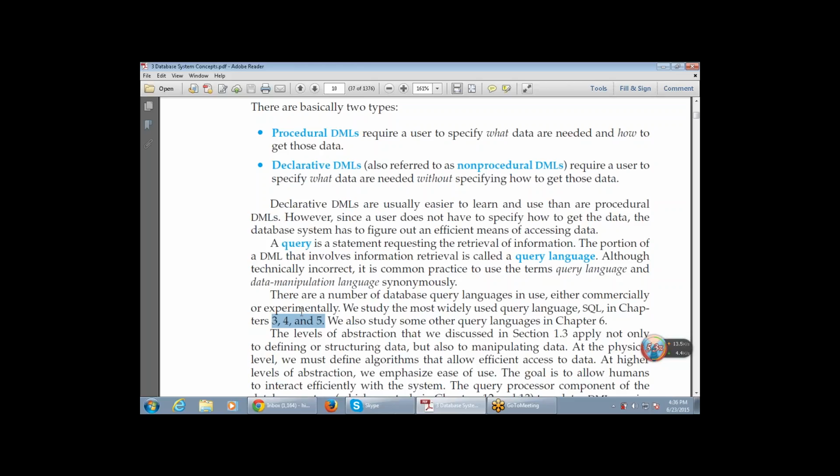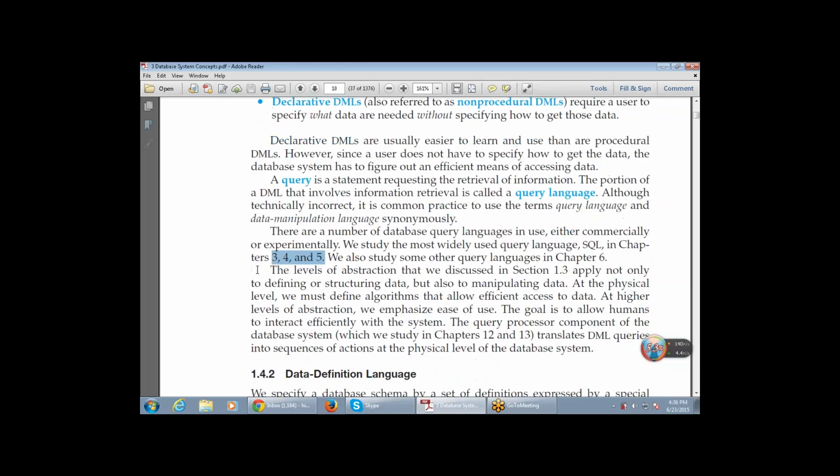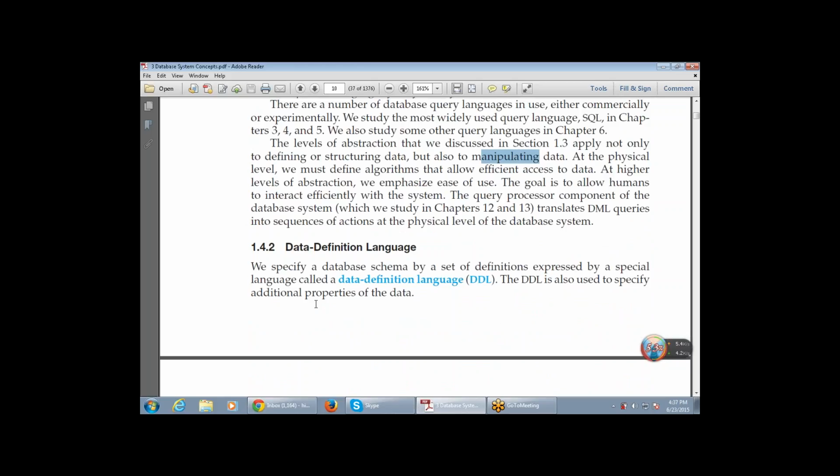The levels of abstraction are also discussed in 1.1, and apply not only to defining or structuring the data, but also to manipulating the data. Next is the data definition language, the DDL. What is it, and how will it be used? One is the DML, the data manipulation language, and one is the DDL, the data definition language. We can specify a database schema, the design of the database, by a set of definitions expressed in a language.